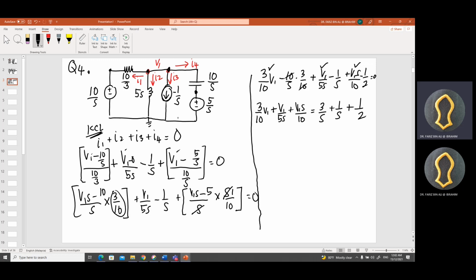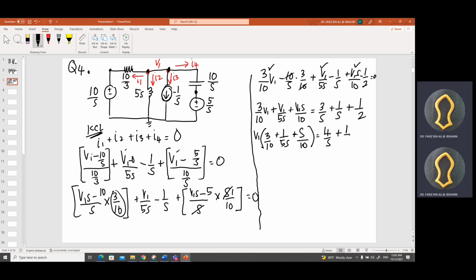Right? So I want to factorize V1 outside. So the inner part here, I have 3 over 10 plus 1 over 5S plus S over 10 equal to, here 3 over S, 1 over S. So it becomes 4 over S plus 1 over 2. Alright? Okay, so it looks good.